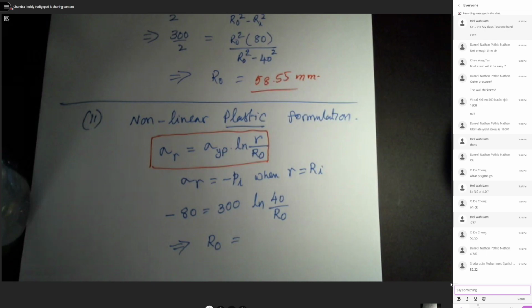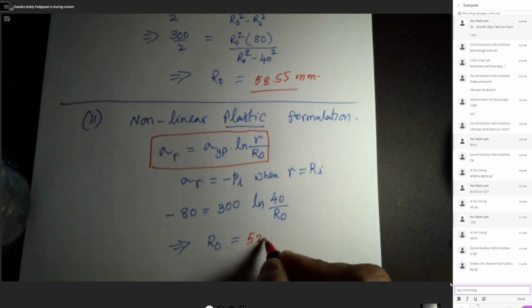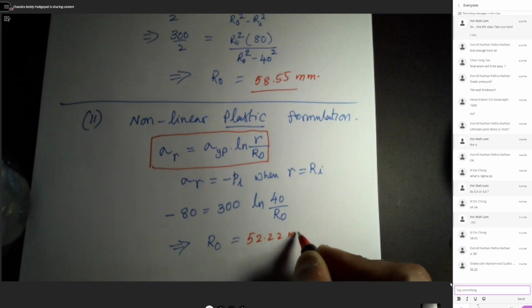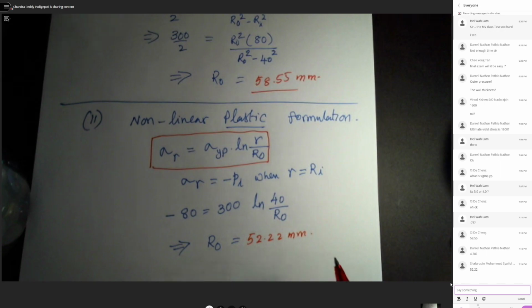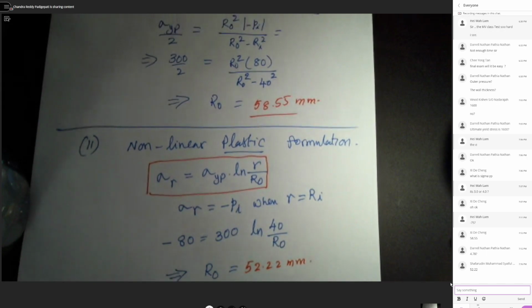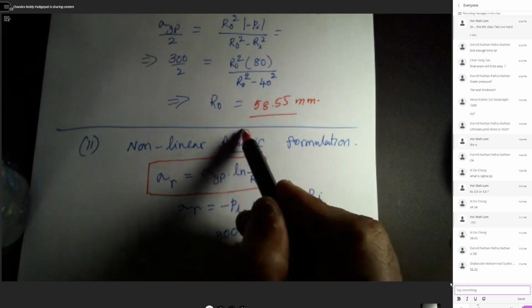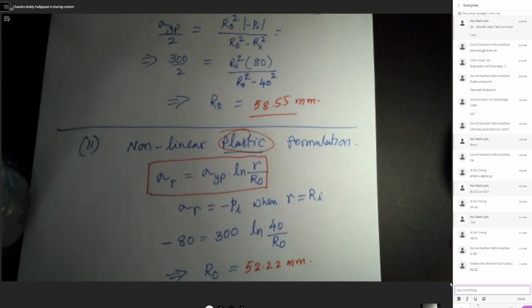That's correct, Shafiruddin. Thank you. So you will get about 52.22 mm. So this is using the nonlinear plastic formulation. We have done both the nonlinear elastic and the plastic. Then we move to linear elastic and linear plastic.